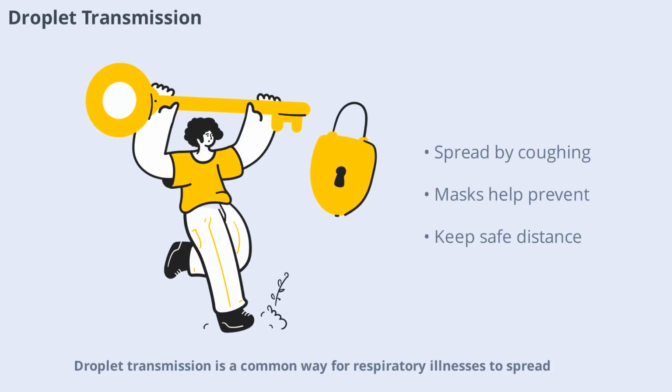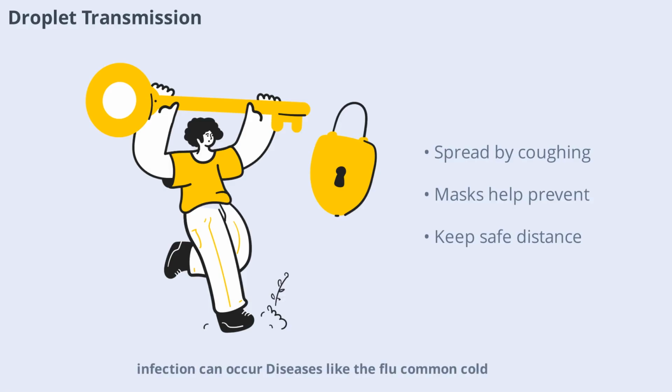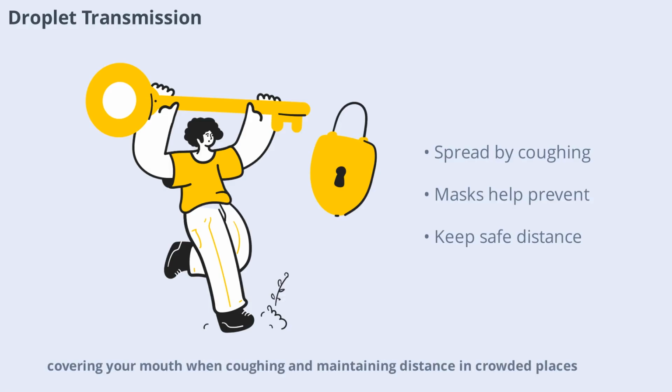Droplet transmission is a common way for respiratory illnesses to spread. When someone coughs, sneezes, or even talks, tiny droplets containing pathogens are expelled into the air. If these droplets land on another person's mouth, nose, or eyes, infection can occur. Diseases like the flu, common cold, and COVID-19 often spread this way. Wearing masks, covering your mouth when coughing, and maintaining distance in crowded places are effective ways to reduce droplet transmission.